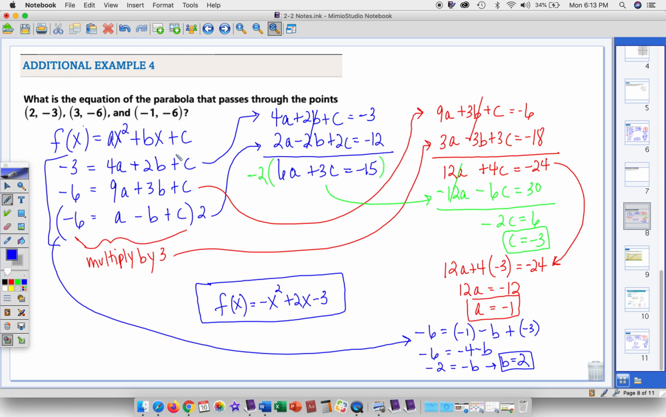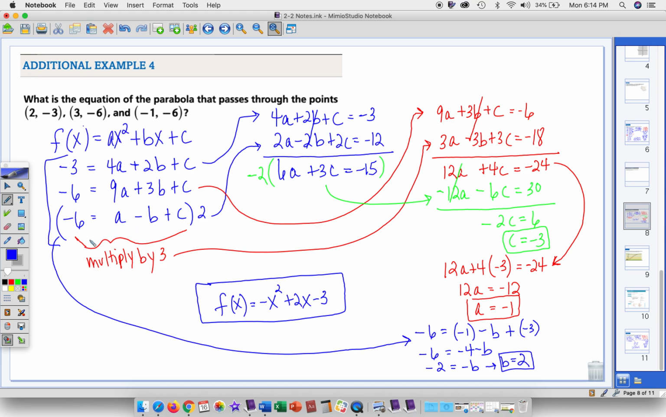Again, I started with these two equations to eliminate b, just like we did last time. So I multiplied this equation by 2, and I ended up with this equation, 6a plus 3c equals -15. Then I went back and again used the third equation, multiplying by 3, along with the second equation. Okay, so here's that second equation here. I just recopied it. I put the constants on the right this time.